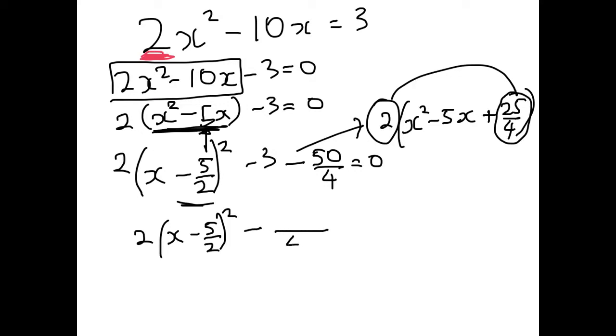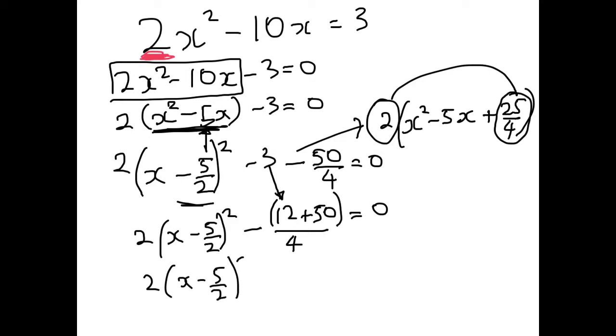I'm going to do this slowly, I know lots of you don't like fractions, so minus 3 minus 50 over 4. I'm going to multiply the 3 by 4 to get 12. 12 plus 50. Don't worry, I am going to simplify this fraction, in case you're getting nervous that I've forgotten. So we've got 2 into x minus 5 over 2 squared is equal to 62 over 4. That's going to be 31 over 2.